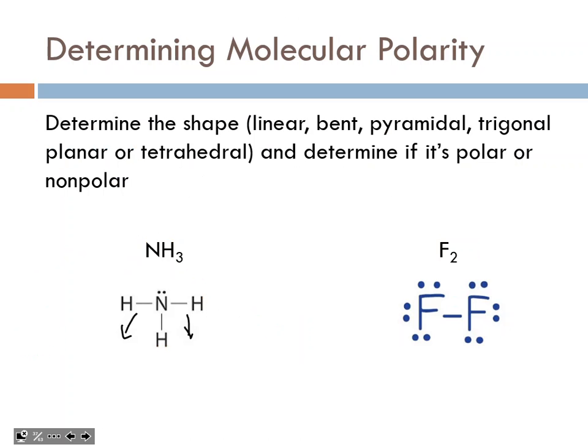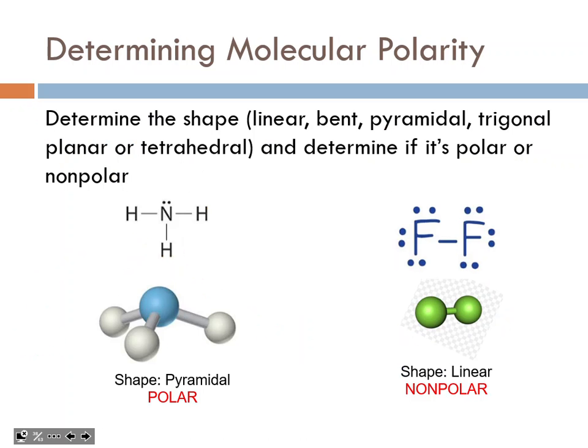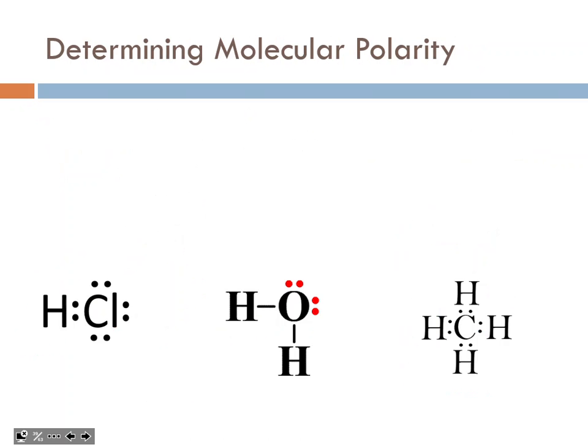How about fluorine, where we only have the 2 atoms? What shape must that be? Linear. And do we have symmetry here? Yes, so this one is going to be nonpolar. Good. So pyramidal and polar, and linear and nonpolar. Okay? So keep that in mind for these particular ones. Go ahead and try the next few.